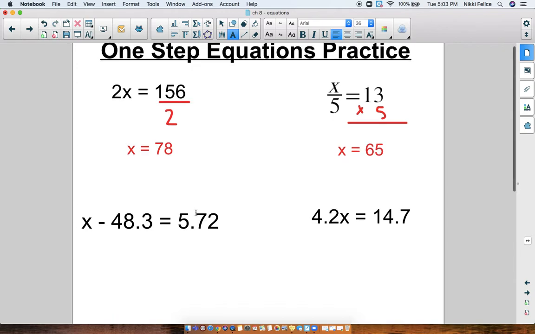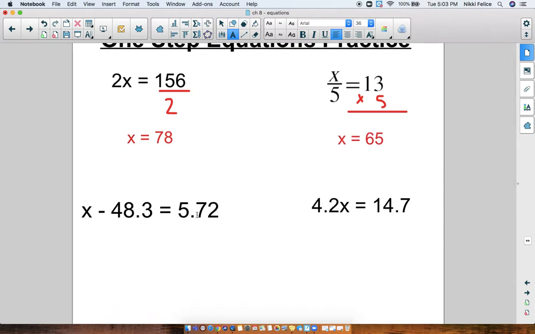Okay, so now down here, even though these are decimals, we're still doing inverse operation. X minus 48.3 equals 5.72. Because this is subtraction, you should have done the inverse and added. Make sure that when you add, you are lining up your decimal point, like so. If you want to add a placeholder 0 here, that is fine. So when you added these two numbers, let's put my addition here. I'm going to type. You should have gotten that 48.3 plus 5.72 equals 54.02.